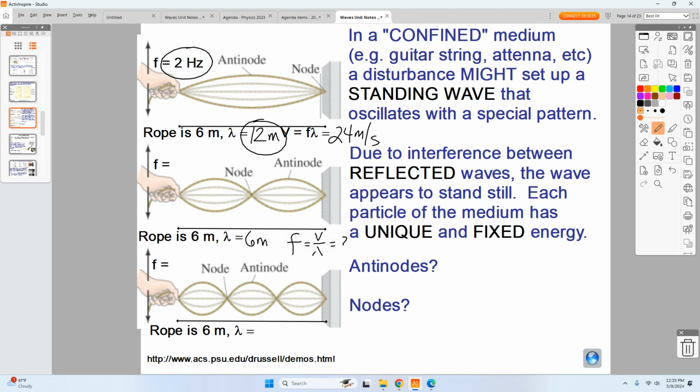That velocity is still 24 meters per second. That wavelength is now 6 meters. 24 divided by 6, would you guys agree that's 4 hertz? So the frequency of that oscillation is 4 hertz. You notice it's double what the first one was? That's not a coincidence. Can you tell me what is the frequency, the wavelength for this one here? I want you to give that one a shot. See if you can do that one. Tell me what is that frequency and that wavelength.